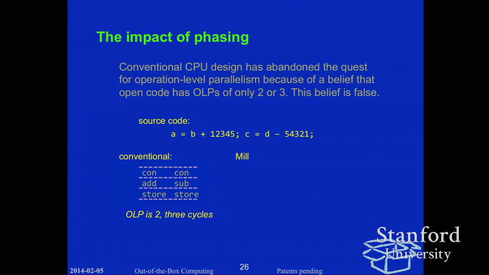On a Mill, they all go in 1 cycle. And the operation level parallelism is 6. Why? Because the con, the add, and the store can all be done in 1 instruction on the Mill, and because the Mill is very wide, it has no problem at all doing a 6-wide instruction. So we have effectively trebled our operation level parallelism.